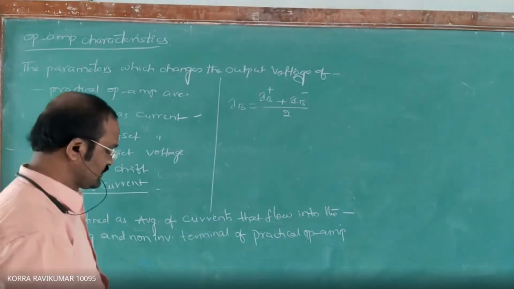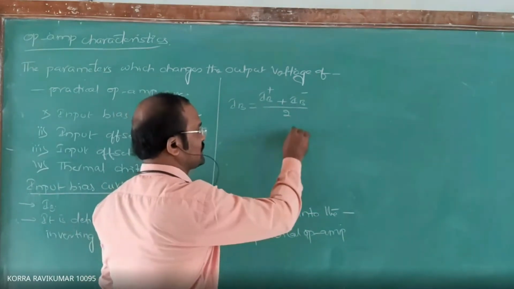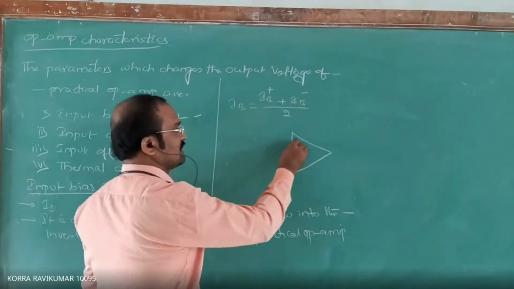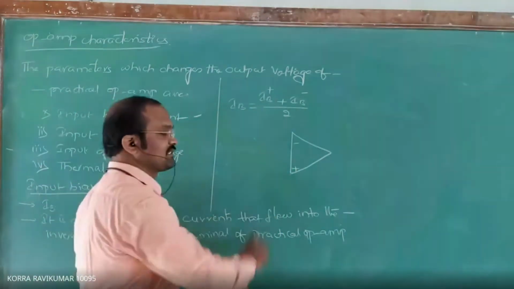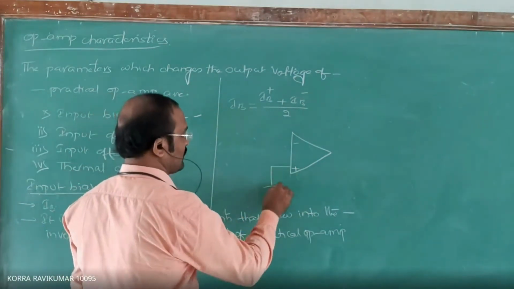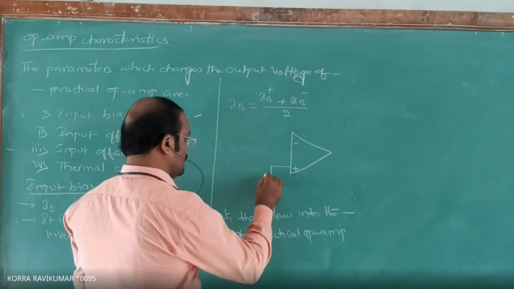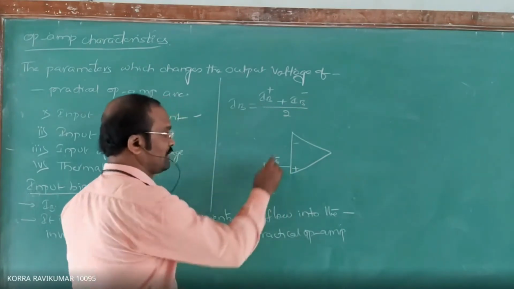If you draw the circuit diagram, then you will come to know which one is the inverting current and which one is the non-inverting current. Minus represents the inverting terminal and plus represents the non-inverting terminal. See here, this is grounded and the current flowing through this is IB minus, sorry, IB plus.